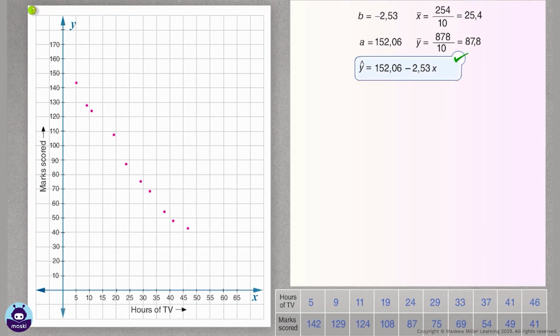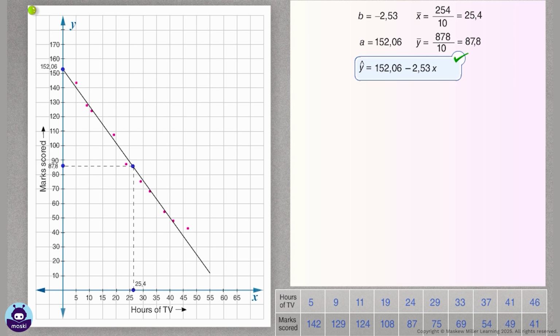We can draw this line as shown by joining the y-intercept and the point x bar, y bar that lies on the line. This is a very useful equation to have. It can be used to predict the marks scored by students if we know the average amount of time that they spend watching television in a week.